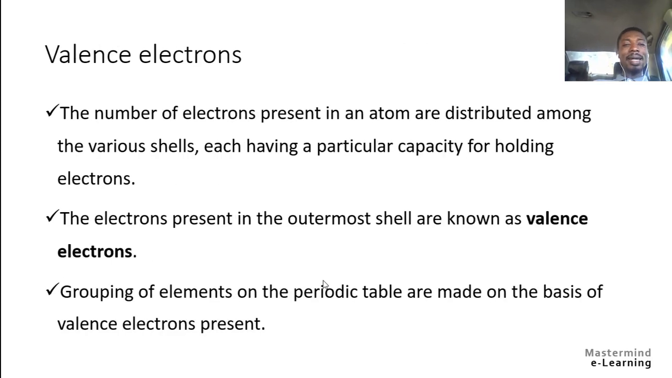Valence electrons. The number of electrons present in an atom are distributed among the various shells. Each particular shell has a particular holding capacity. So the first shell can take 2, the second shell can take 8, the third shell can take a particular holding capacity. The electrons that exist in the outermost shell are known as valence electrons. Based on the valence electrons, you can classify atoms as either monovalent, divalent, trivalent, tetravalent, or pentavalent.